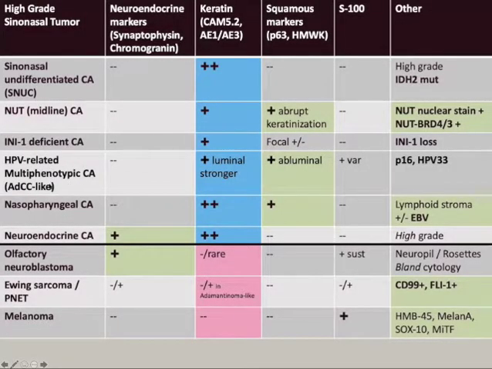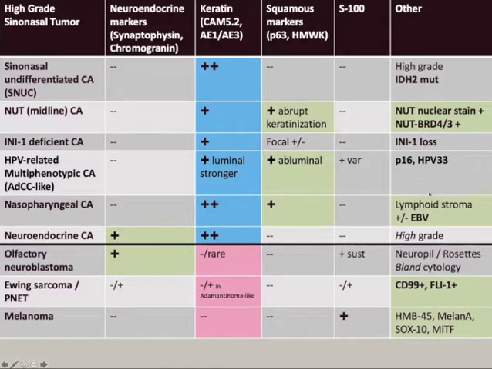INI1 deficient carcinoma, HPV-related multiphenotypic adenoid cystic-like carcinoma, right? These are all these boutique entities that we're just learning about. The markers would basically differentiate between the carcinomas and the non-carcinomas, differentiate between some of your sarcomas and your melanomas, of course.